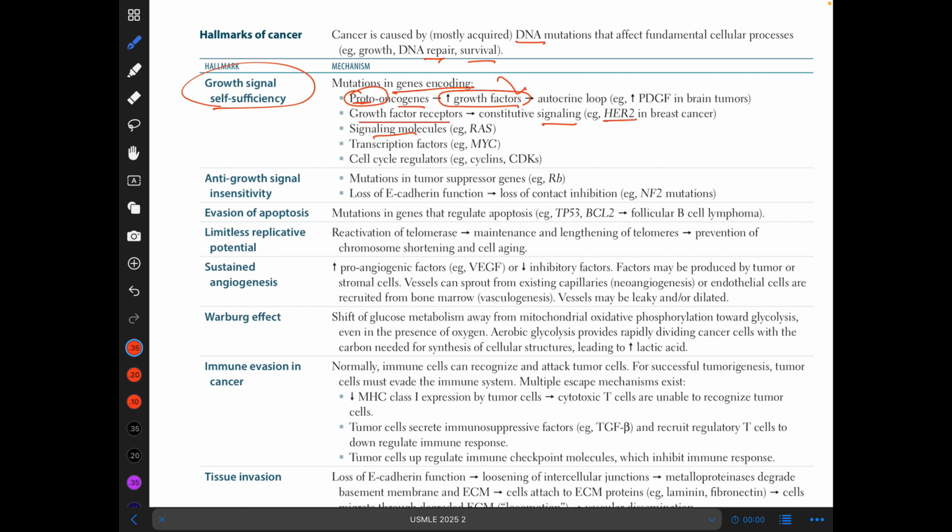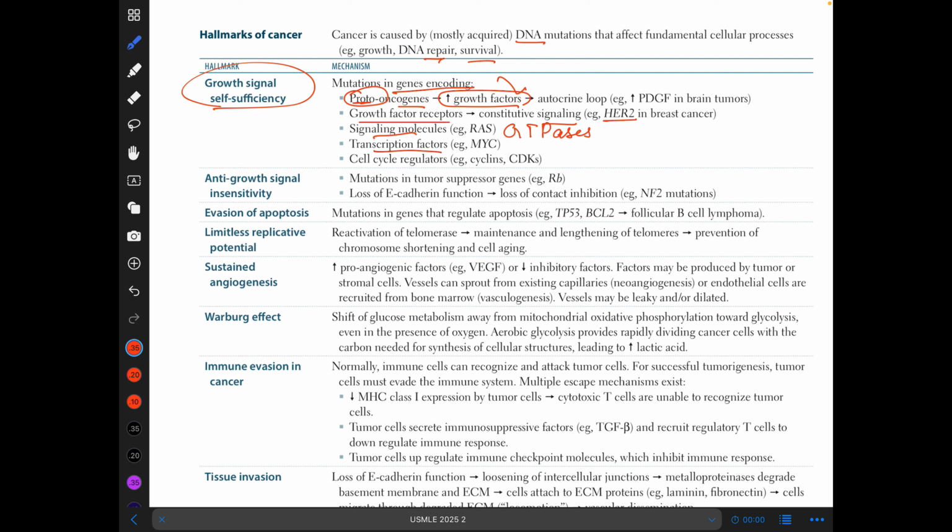These are small guanosine triphosphatases, you can also say small GTPases, that act as molecular switches regulating cell growth, differentiation, and apoptosis. Due to mutations in them, these occur in colorectal cancer, lung cancer, and pancreatic cancer.